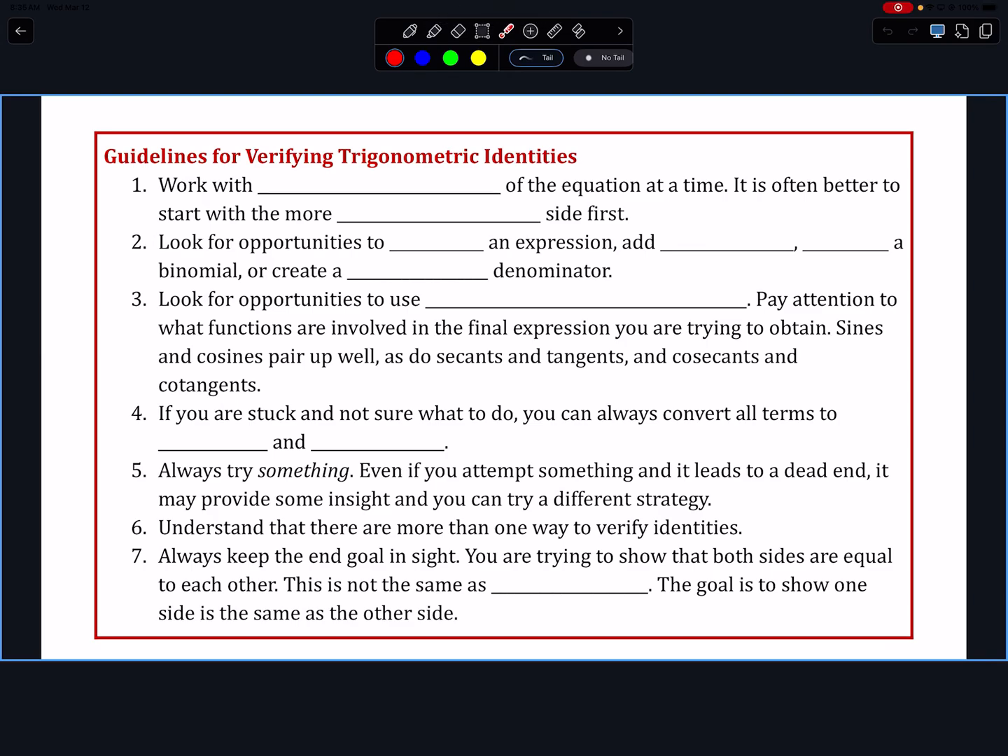So our goal when we do these is we want the left-hand side to be equal to the right-hand side. So we have to choose which side we're going to work with to show that either the left side is the same thing as the right side or the right side is the same as the left side. So when you do these, you can only work with one side of the equation at a time.